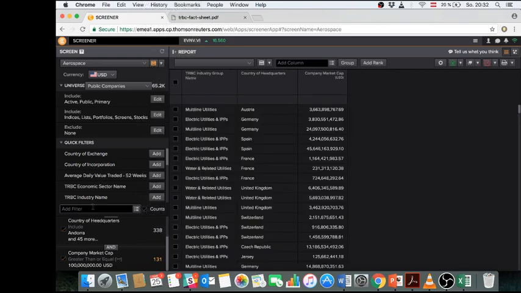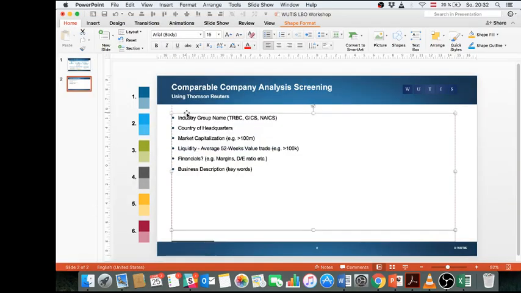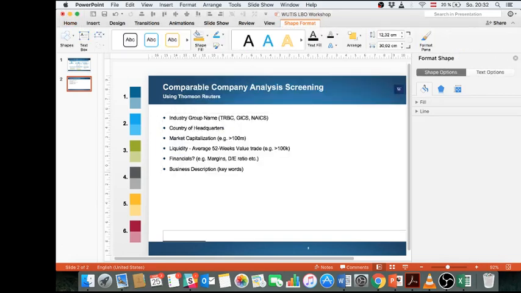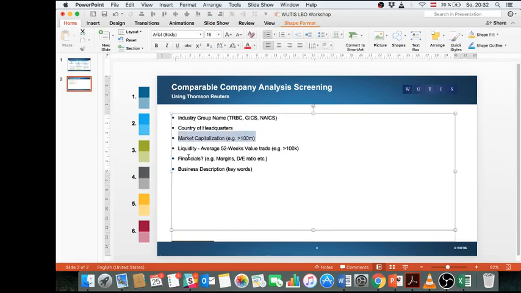So we get 31. That's good. So then we accounted for size. So we screen for industry, location, then market cap as reflecting size, and then liquidity. Why liquidity? Same reason as with market capitalization with size.